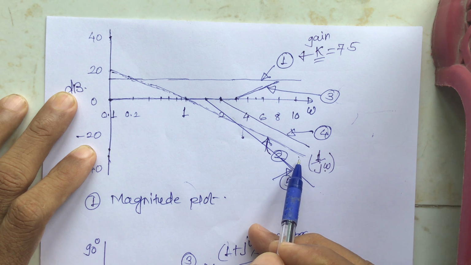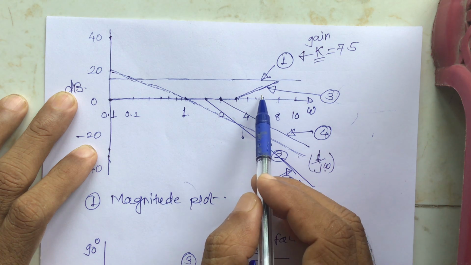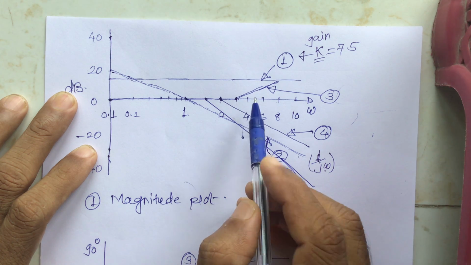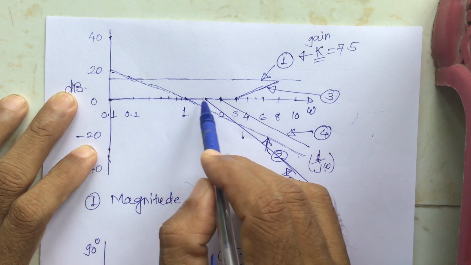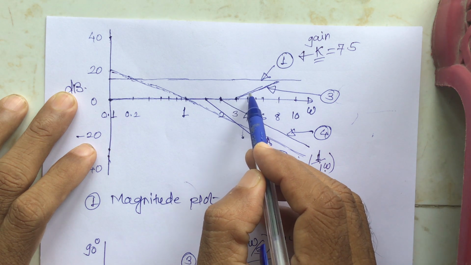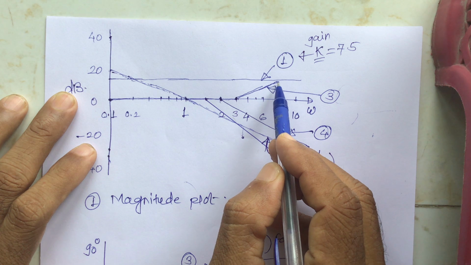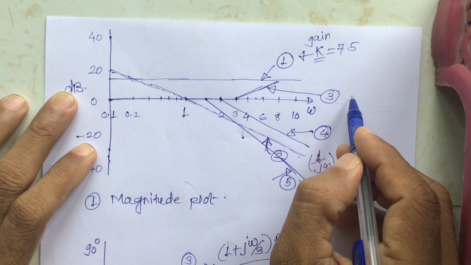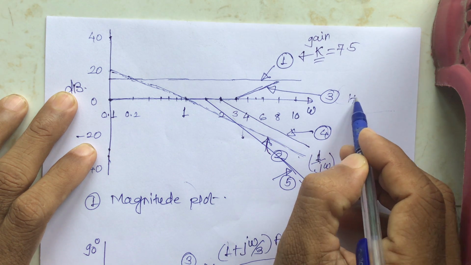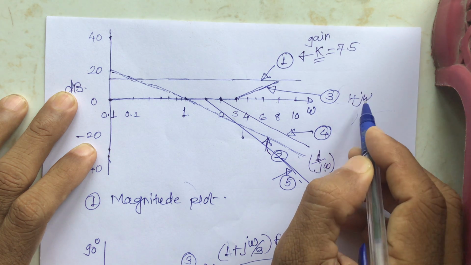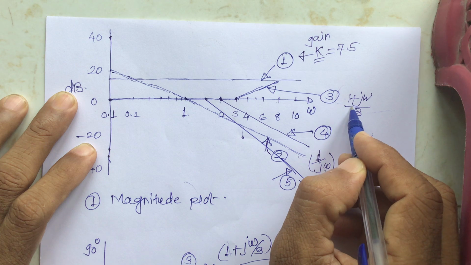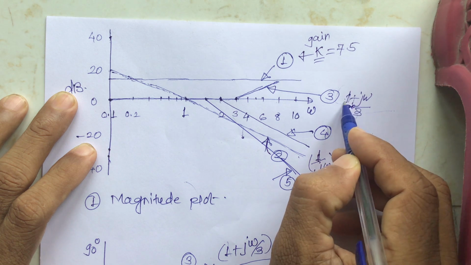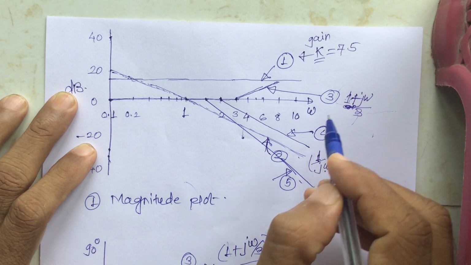Okay, the next factor is 1 plus j omega by 3. The corner frequency is 3. Below 3 it is a 0 dB line, and after 3 it is plus 20 dB per decade. So this factor is 1 plus j omega by 3.